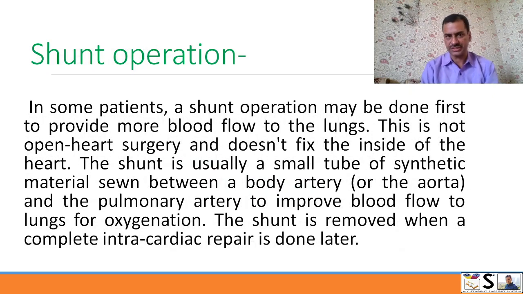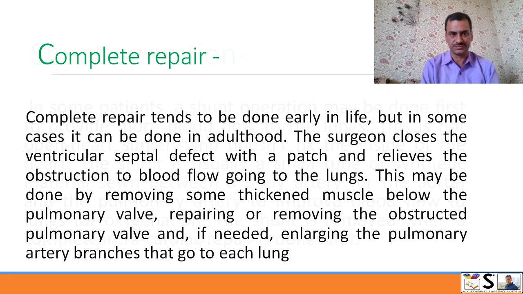First is shunt operation. In some patients, shunt operation may be done first to provide more blood flow to the lungs. This is not open heart surgery and it does not fix the inside of the heart. The shunt, usually a small tube of synthetic material, is sewn between a body artery and the aorta and the pulmonary artery to improve blood flow to the lungs for oxygenation. The shunt is removed when complete intracardiac, or we can say open heart surgery repair is done later on.